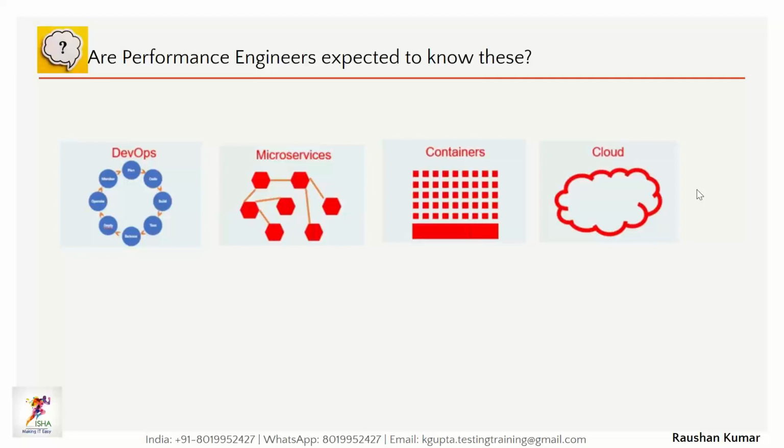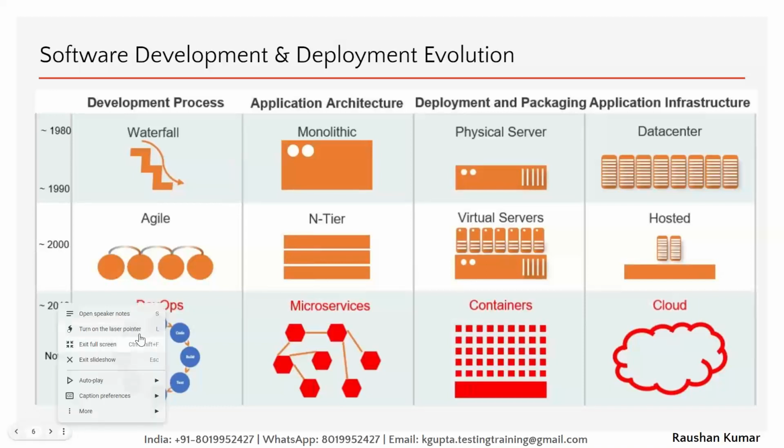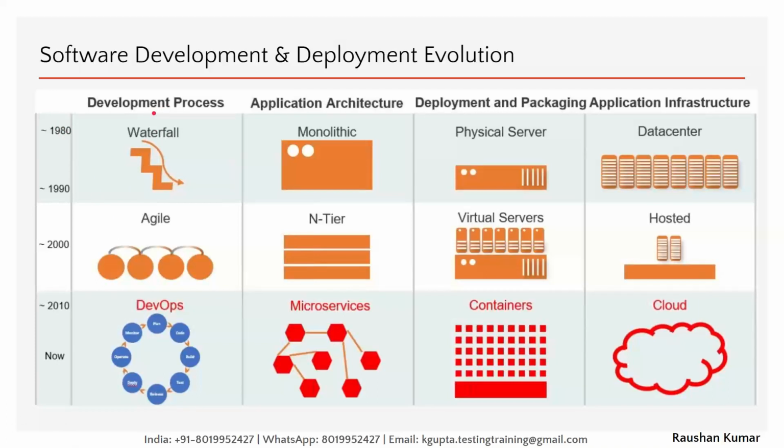If you look at software development and deployment over the years, you will understand where these four things fit in. Here you go, the next slide. If you look at this, this is where it fits in. If you look at how software has been developed and deployed over the years, you know that around the 1980s, on the development process, we all started with waterfall, and then we moved into agile.